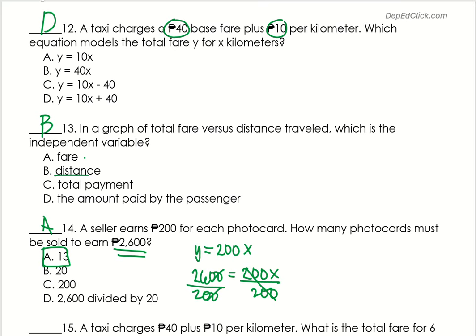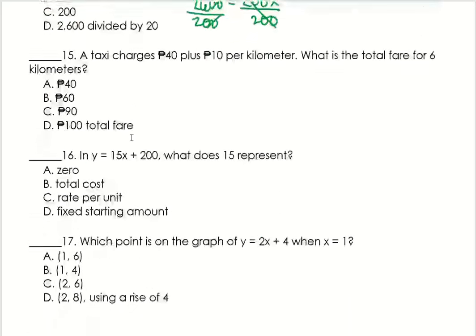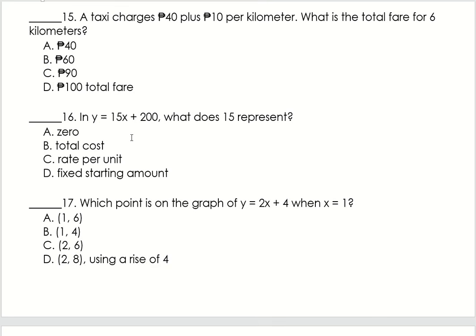Next, 15. A taxi charges 40 pesos plus 10 pesos per kilometer. What is the total fare for 6 kilometers? So again, we get y equals 10x plus 40. They were asking the total fare for 6 kilometers. So we get 10 times 6 plus 40. So we get 60 plus 40, which is equal to 100.